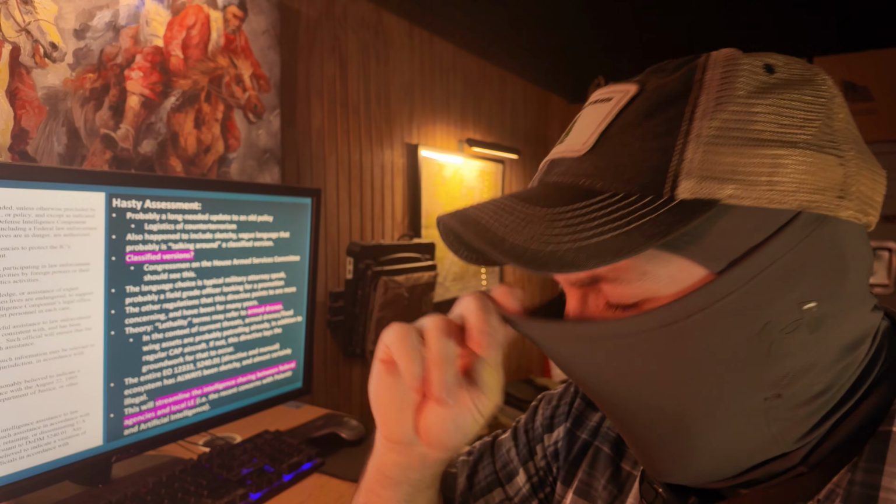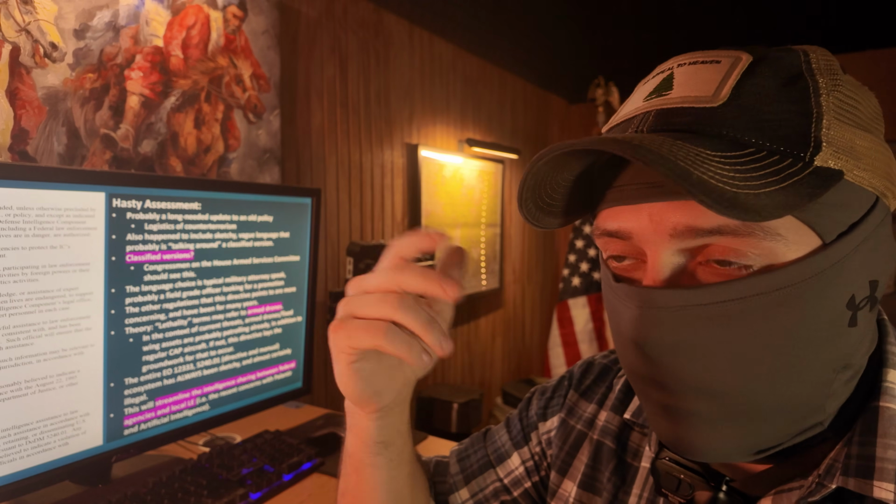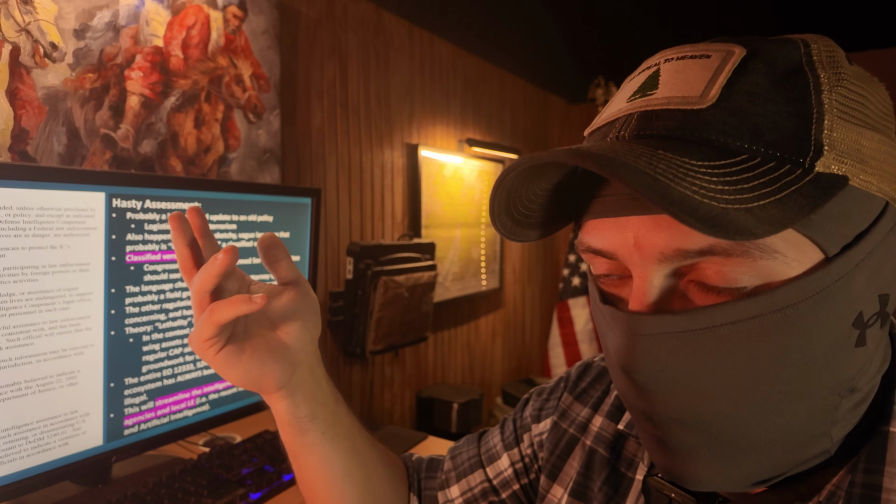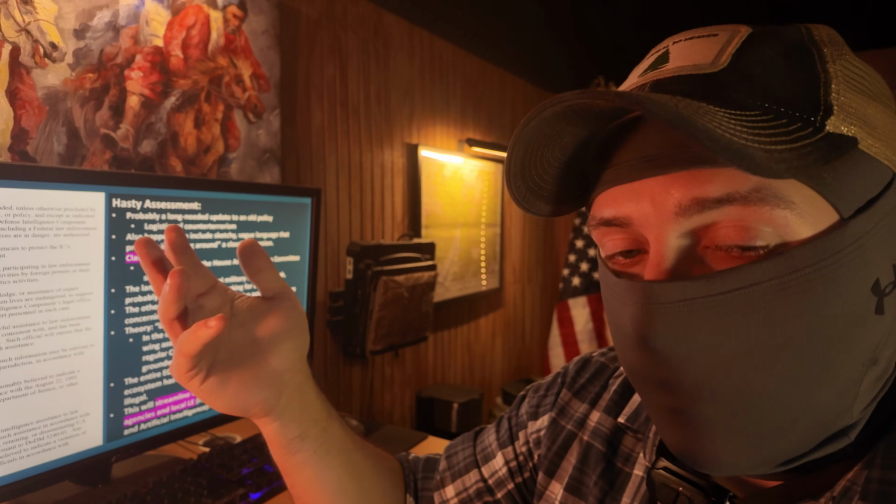It doesn't make a whole lot of sense unless you try to put yourself in the shoes of the guy who wrote this, right? If you're just going to say lethal force, why not just say lethal force? Why assets with the potential for lethality?